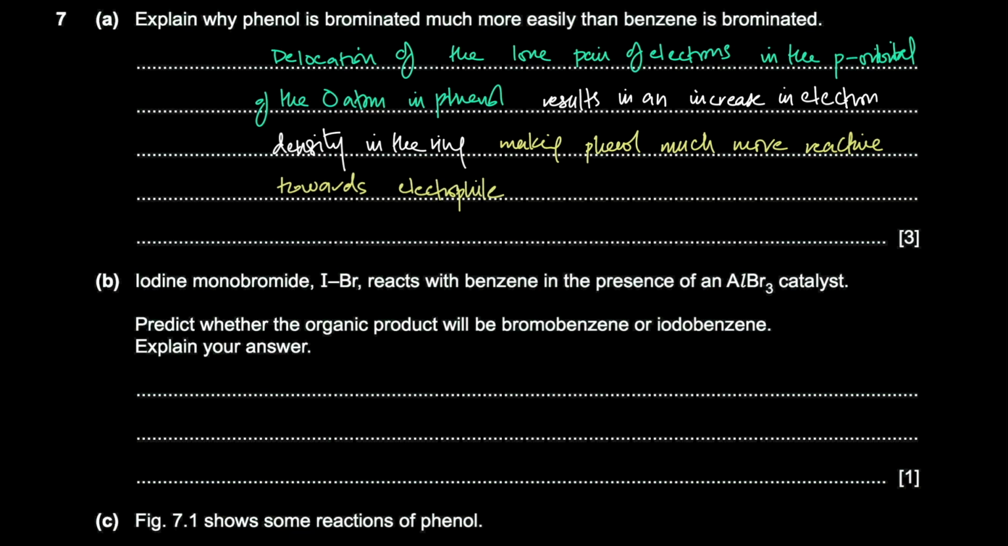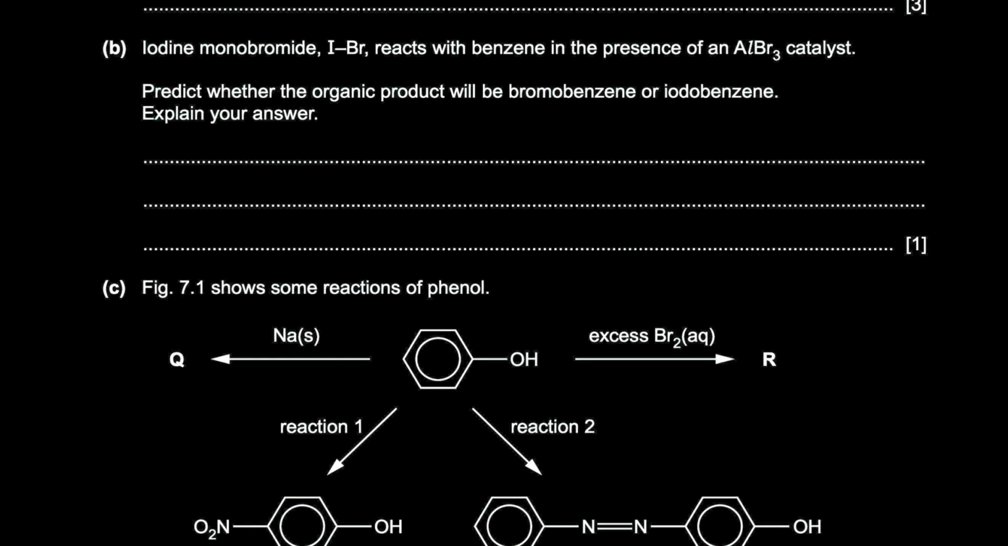Now, because there's a greater electron density in the benzene ring in the case of phenol, it'll attract electrophiles more strongly, right? Electrophiles are electron pair acceptors. They want electrons. The greater the electron density, the more strongly something will be attracted to an electrophile. That's why phenol is much more reactive towards electrophiles, because it has a greater electron density in the ring.